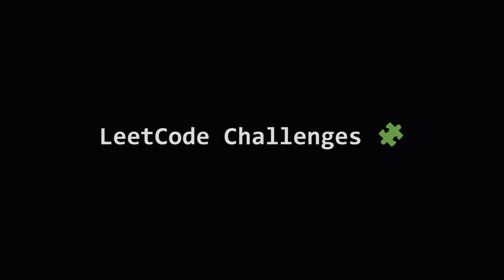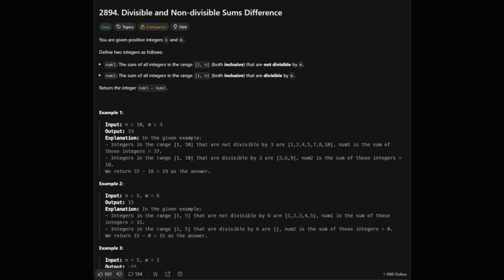I tackled two problems today. First up is problem 2894, divisible and non-divisible sums difference. Spoiler alert. The problem asks us to take two positive integers, n and m, and we need to find all numbers from 1 to n. We calculate num1, which is the sum of all integers in that range not divisible by m, and num2, which is the sum of integers in that range that are divisible by m. The goal is to return num1 minus num2.